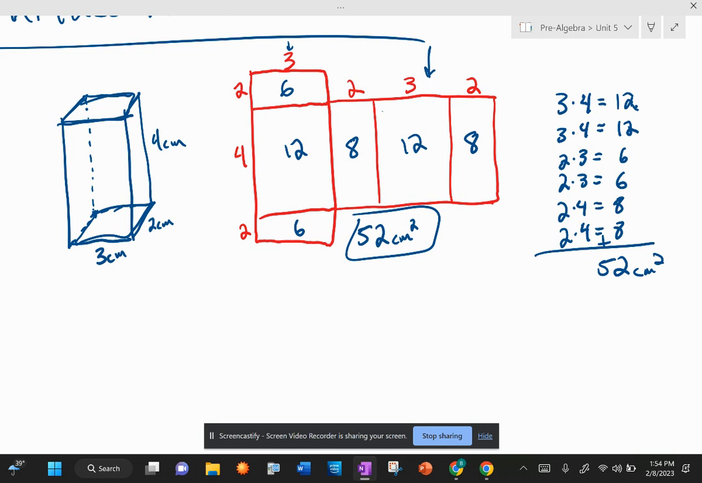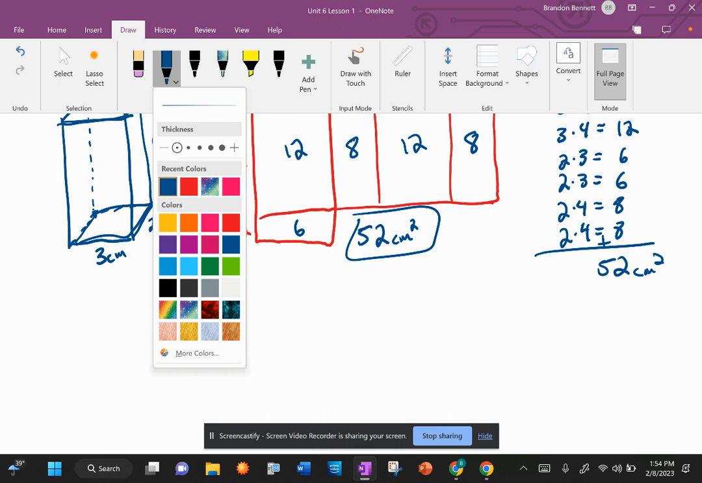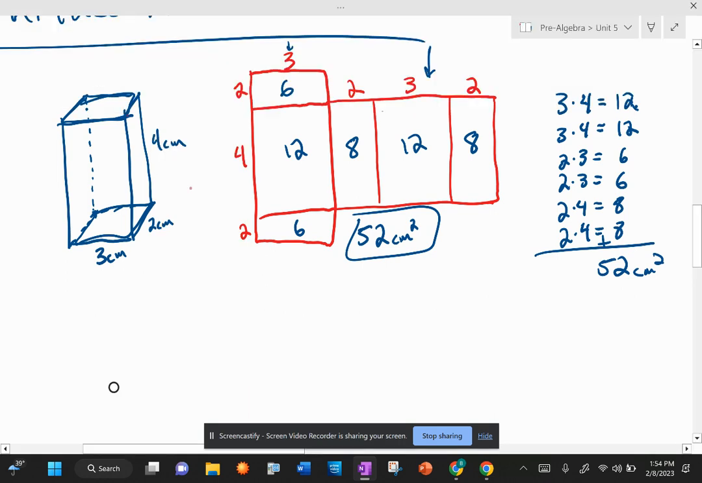We have one of these. Okay, we have one of these 2 times 4s right there. We would have another one right there. So that's why there's 2 of them. Okay, and then there'd be 2 of the front and the back also.